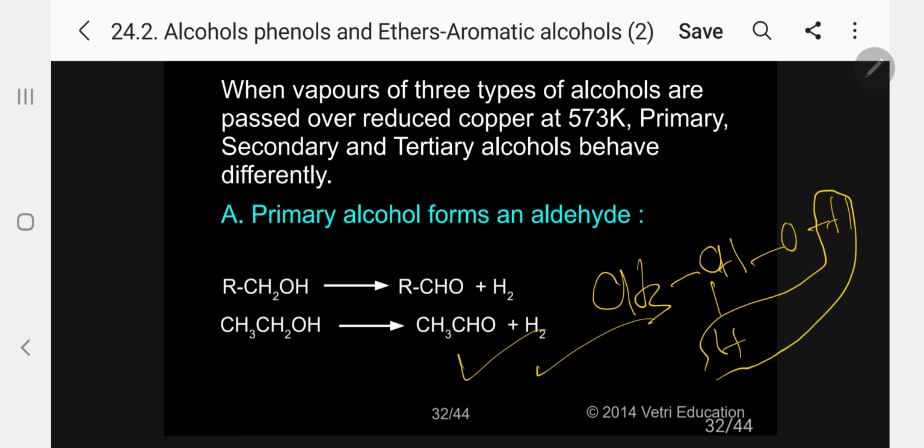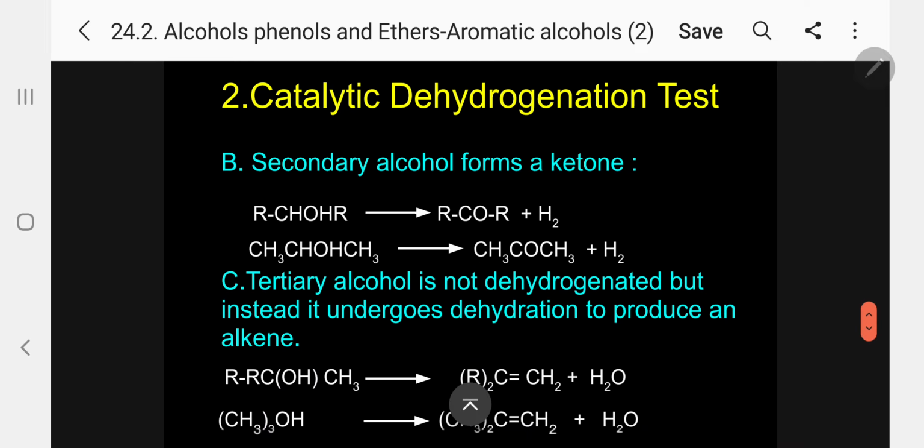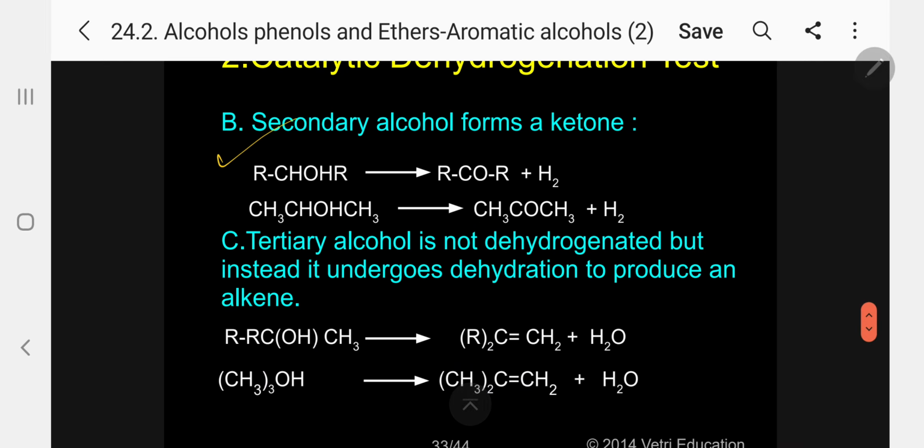Please follow. Only in the case of dehydration is the neighboring carbon atom involved. But in the case of dehydrogenation, the hydrogen is removed from the same carbon atom. Second, if you take a secondary alcohol, CHOH, the corresponding ketone and hydrogen are produced. The same way here, these two hydrogens go out in the form of hydrogen. Acetone is formed. So isopropyl alcohol, the secondary alcohol, gives a ketone.